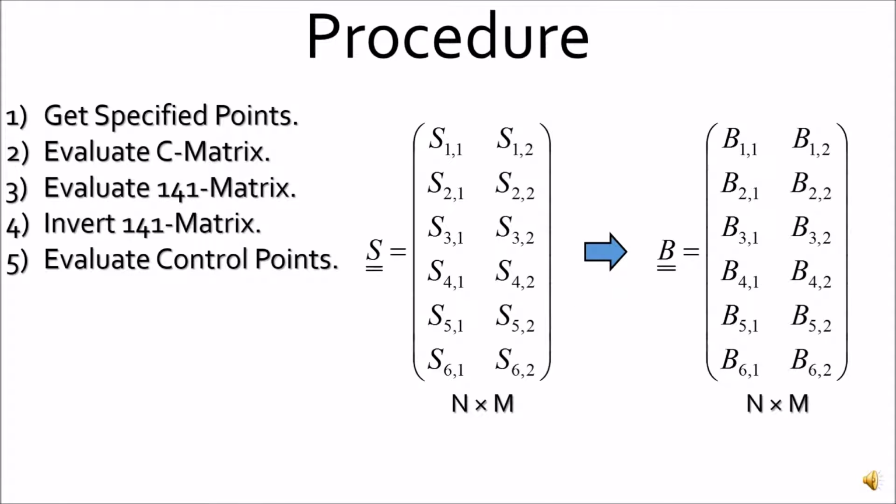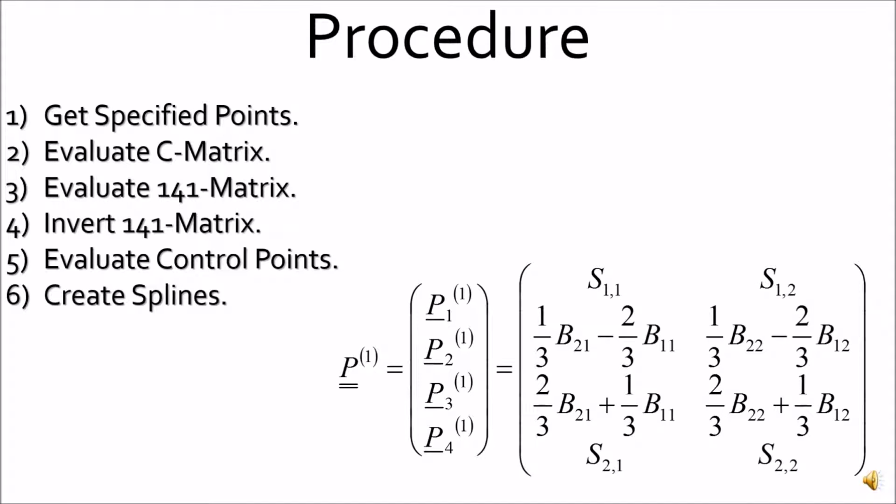Then we'll also have to evaluate what's called the control points. So basically in that case, we'll create a matrix which has the same dimensions as our original set of data points, but the values within it are different. And we evaluate these values using a combination of the C matrix, the original specified points and the 1-4-1 matrix, or more accurately, the inverse of the 1-4-1 matrix. And once we have this set of control points, labeled B, we can then create our splines.